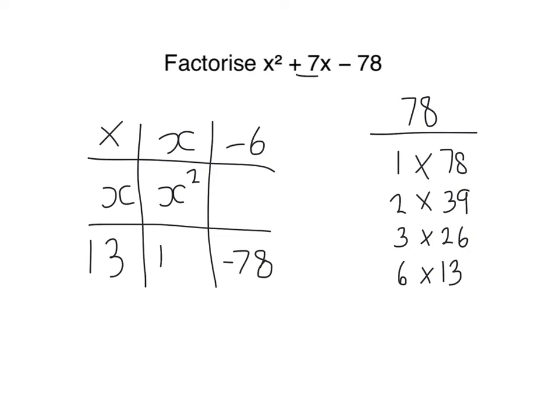So that would be 13x take away 6x is positive 7x. So that works. So let's just put it in brackets. I've got x plus 13, which is this bit here, times x minus 6, which is this bit here. X plus 13, x minus 6.